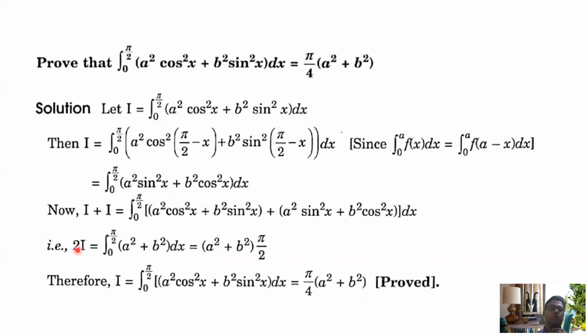So from it is clear 2I is equal to (a² cos² x + a² sin² x)... that is 1. So (a² + b²) dx. So ultimately you have (a² + b²) π/2 after integration. So ultimately you have I equals (a² + b²) π/4. That is, I equals the integral from 0 to π/4 of (a² cos² x + b² sin² x) dx equals π/4 (a² + b²).